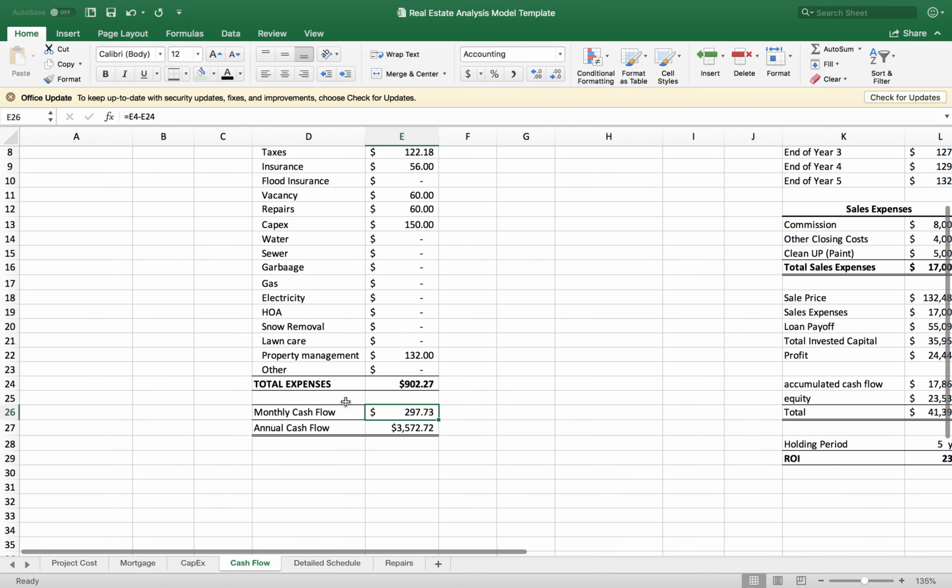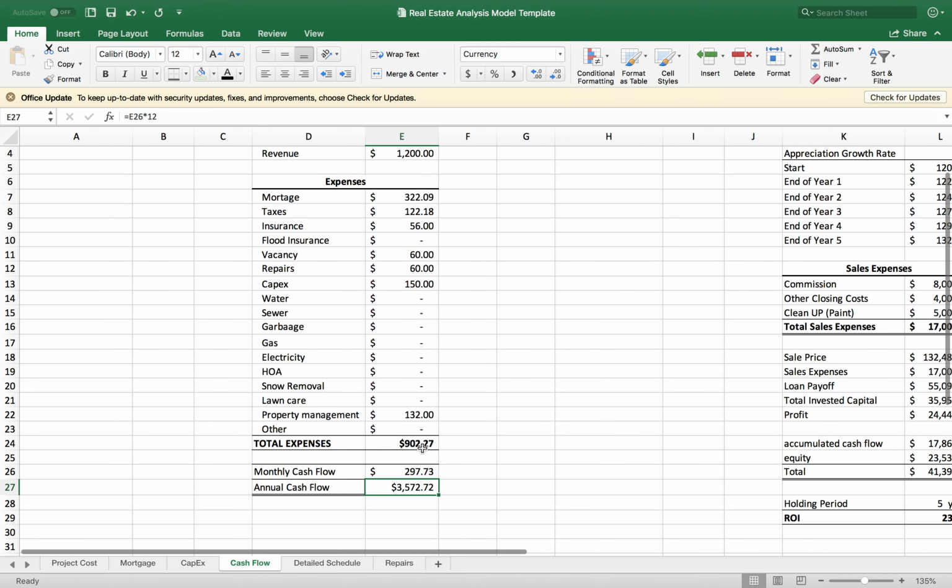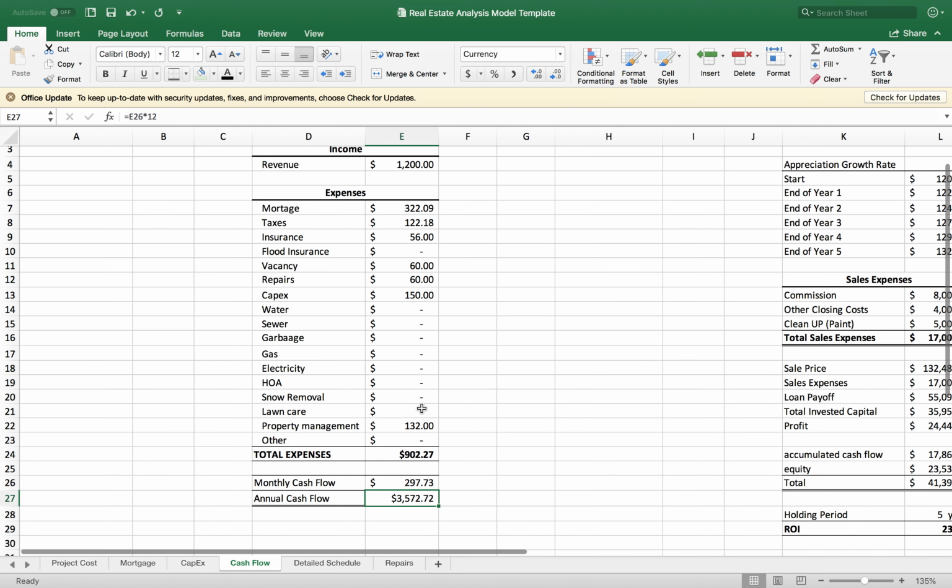Now, to figure out my annual cash flow, you simply multiply your monthly cash flow times the number of months in a year, which is 12, and that gives me $3,572.72.